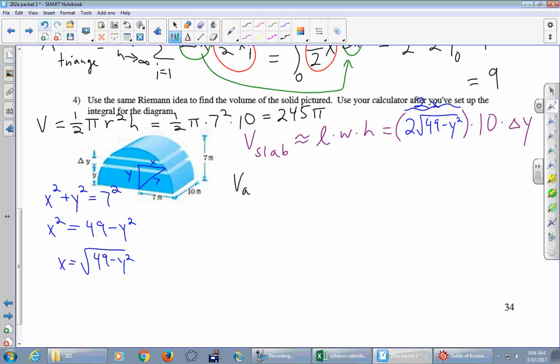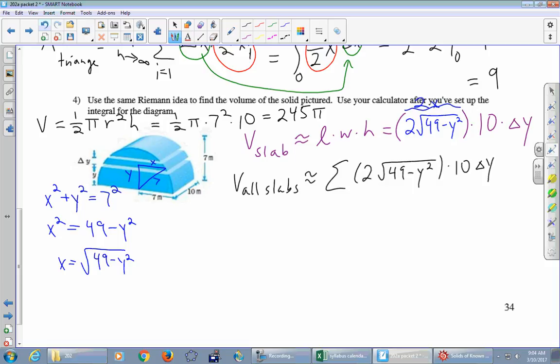The volume of all the slabs is approximately, all we're doing is sticking what symbol in front of this expression? A sigma. We're just adding up. It's not just that one slab's volume, but we're going to add up all of that stuff over and over again. 2 square root 49 minus y squared times 10 times delta y.